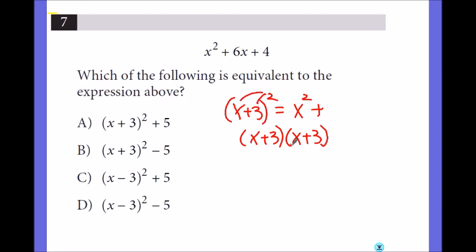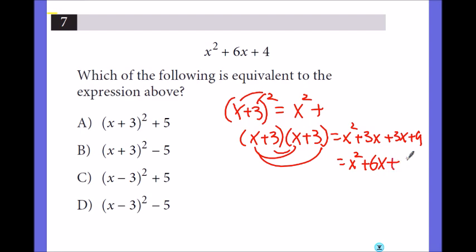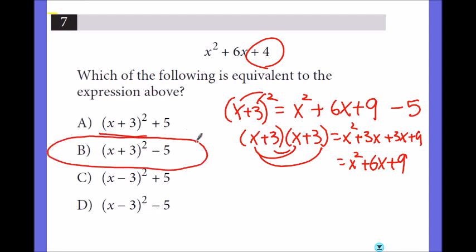You have to FOIL it, so you get x squared plus 3x plus 3x plus 9, which is x squared plus 6x plus 9. 6x plus 9 is this, but to make it 4 from 9, you have to subtract 5, right? So it must be minus 5. B.